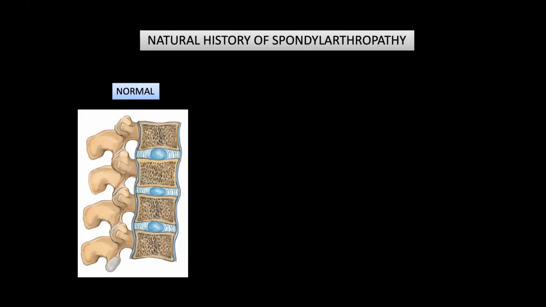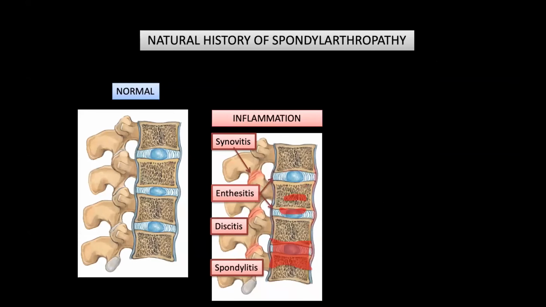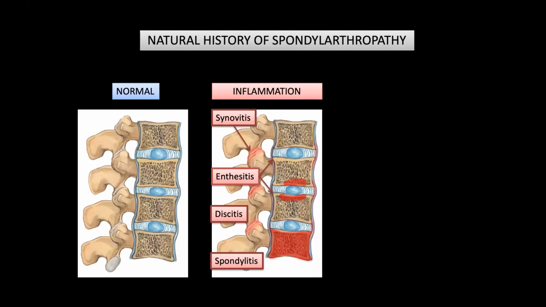So this is what a normal spine looks like. In the preradiographic disease, there is inflammation, and the inflammation will involve the synovial joints, as you see here, and the enthesis. Here you can see the posterior and anterior longitudinal ligaments. The inflammation could be centered about an intervertebral disc along the end plates, and that's an aseptic, inflammatory discitis, or involve the vertebral body, and that's the spondylitis.